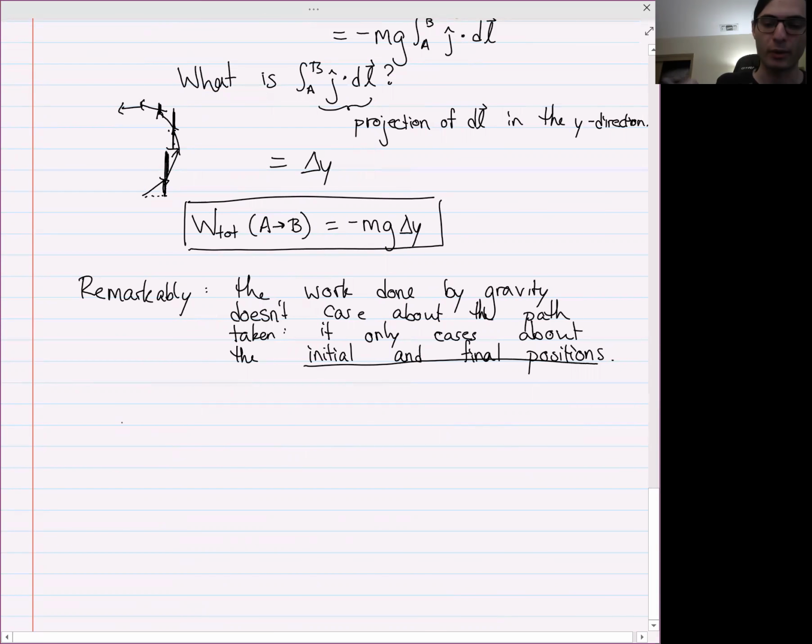but not all of them. So let me write another sentence. This property that it only cares about the initial and final positions, the work done by that force only cares about the initial and final positions. This property is not true for all forces, or this property does not hold for all forces.